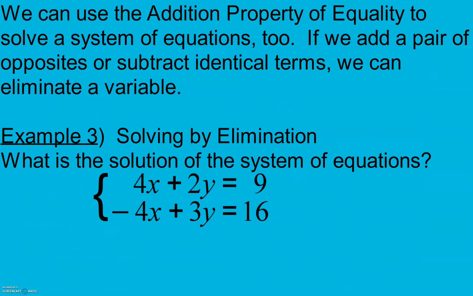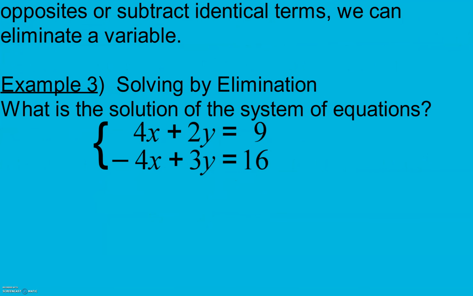We can use the addition property of equality to solve a system of equations too. If we add a pair of opposites or subtract identical terms, we can eliminate a variable. So in example 3, if we look here, neither one of these is going to be particularly easy to solve for a variable. But if we notice here, 4x and minus 4x are opposites. So what I can do instead is I can add up these two equations.